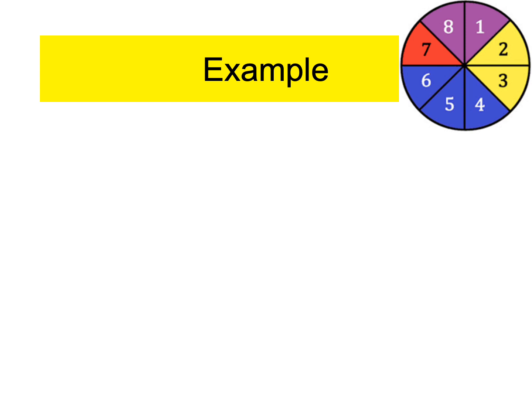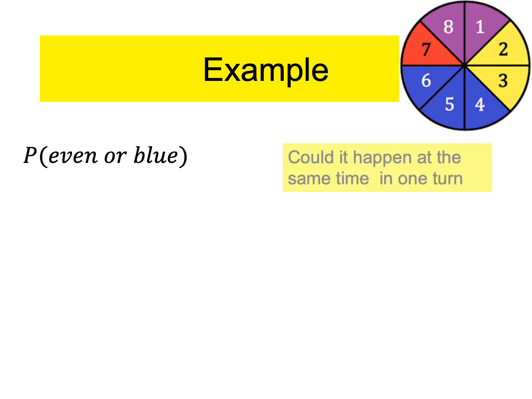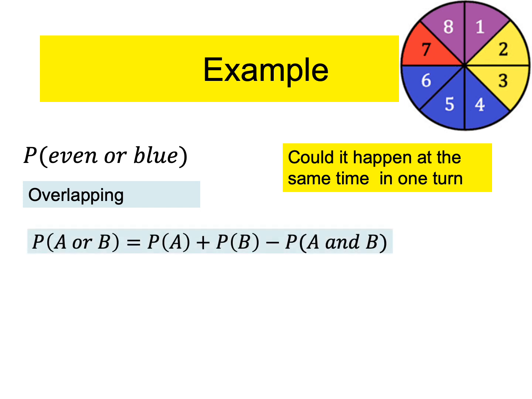Let's do some more. All right, how about even or blue? Even or blue? Mutually exclusive or overlapping? Can you be both even and blue at the same time? The answer is yes, so therefore it's overlapping. Remember, if the answer is no, you can't happen at the same time, then it's mutually exclusive. It's just the probability of A plus the probability of B. But for the overlapping one, not only is it A plus B, then you subtract what they share in common, right?